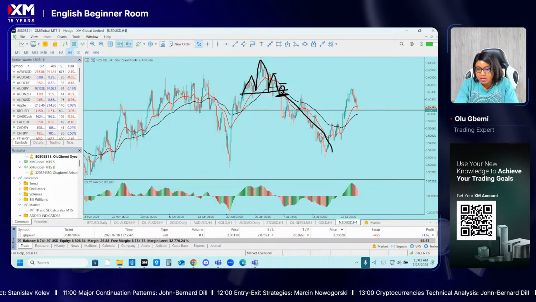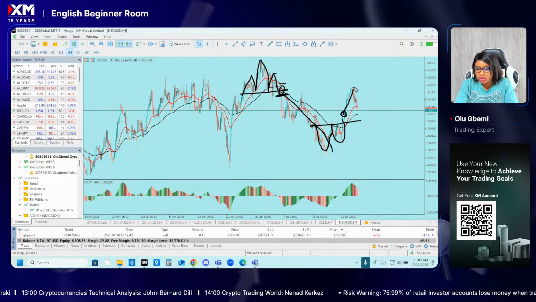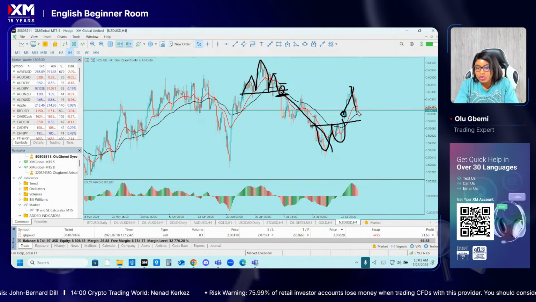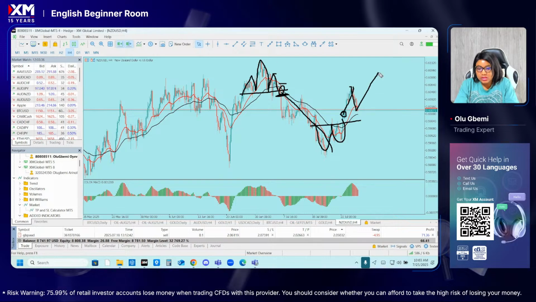Now, when it got down here again, we have a double bottom. Double bottom is like a W pattern. The price broke above it and then pushed up. After pushing up for a while, it's now coming to the downside. However, all of this, I still consider a correction, and I expect that the price will continue higher again.